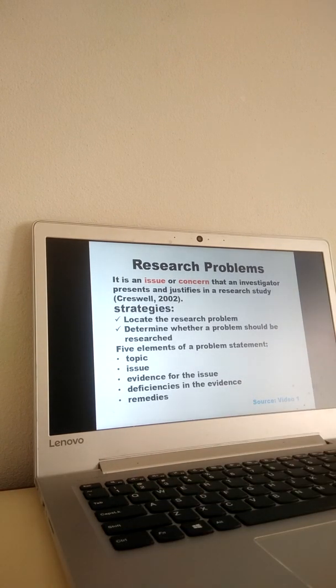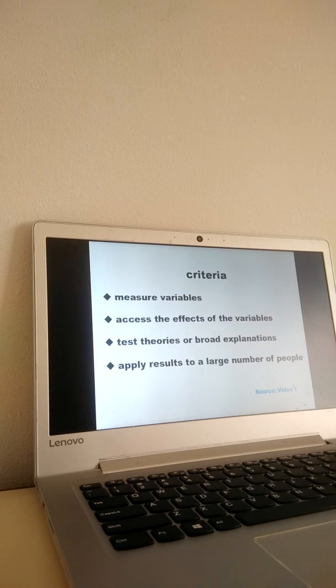That is the strategies of developing research problems. And also there are some criteria. The first is you should measure variables. So what are the key variables in your topic? And second, you should assess the impact of these variables on an outcome. And then you can test theories or broad explanations. And the question should apply results to a large number of people. And that's the research problems.